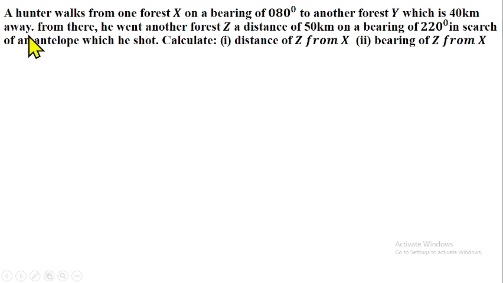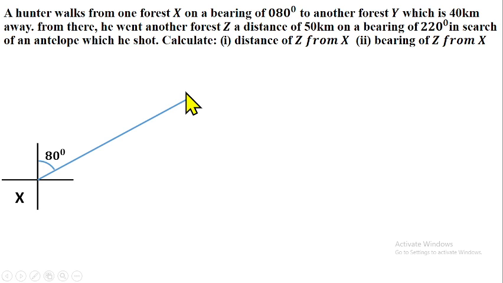So it's very simple as well. A hunter walks from a forest X. So draw my cardinal points to represent forest X on a bearing of 80 degrees. 80 will be here. Locate the bearing 80 degrees to another forest Y. So I have forest Y here. Then on the 40 kilometers.